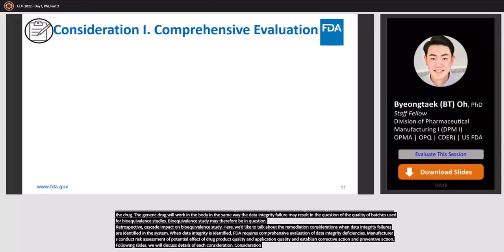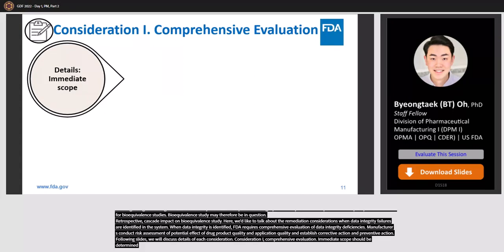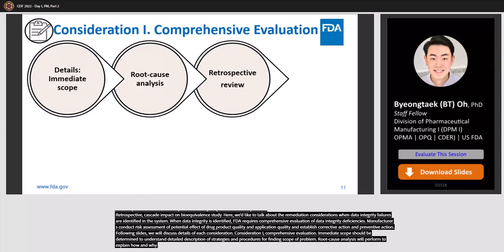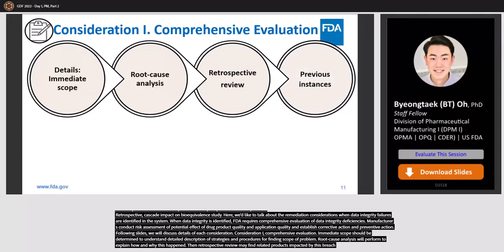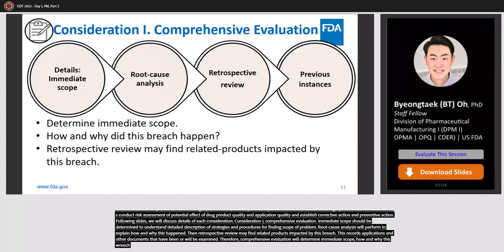Consideration 1. Comprehensive evaluation. Immediate scope should be determined, with a detailed description of strategies and procedures for finding the scope of the problem. Root cause analysis will be performed to explain how and why this breach happened. Then a retrospective review may find related products impacted by this breach, with a list of records, applications, and other documents that have been or will be examined. Therefore, comprehensive evaluation will include determining immediate scope, how and why this breach happened, and retrospective review. And finally, a list of previous instances.